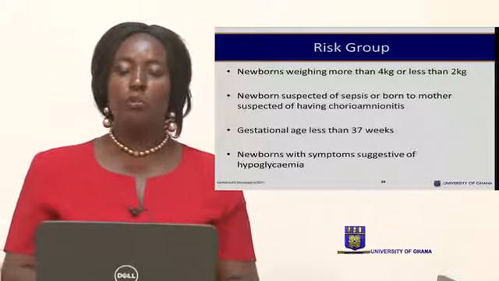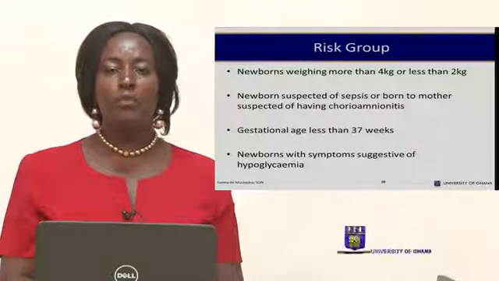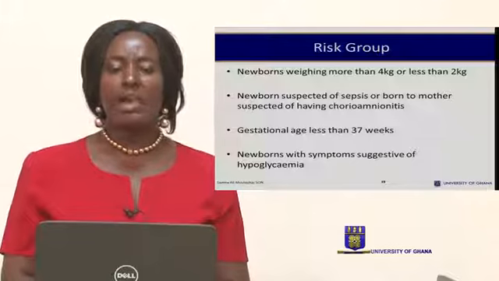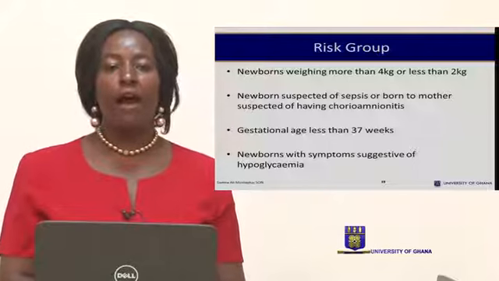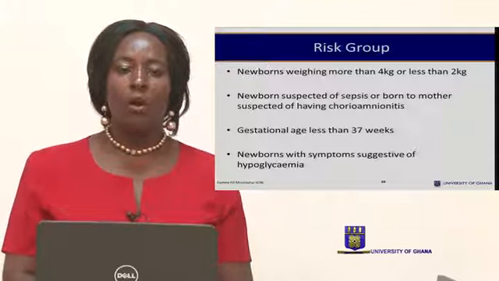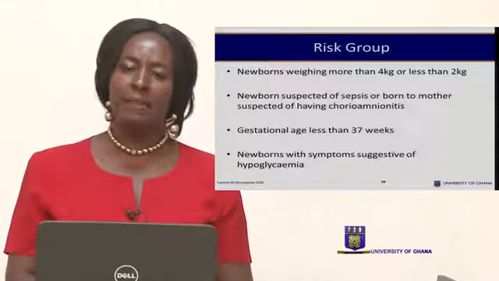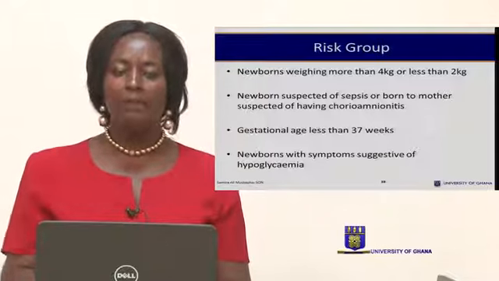So which group of newborns are at risk? Newborns weighing more than 4 kilograms. These are newborns who have enjoyed some amount of hyperglycemia, and newborns who are less than 2 kilograms have also suffered some amounts of intrauterine growth retardation and therefore are predisposed to this. And also some newborns that have sepsis, or newborns who are preterm, less than 37 weeks, or also newborns who have symptoms that are suggestive of hypoglycemia.